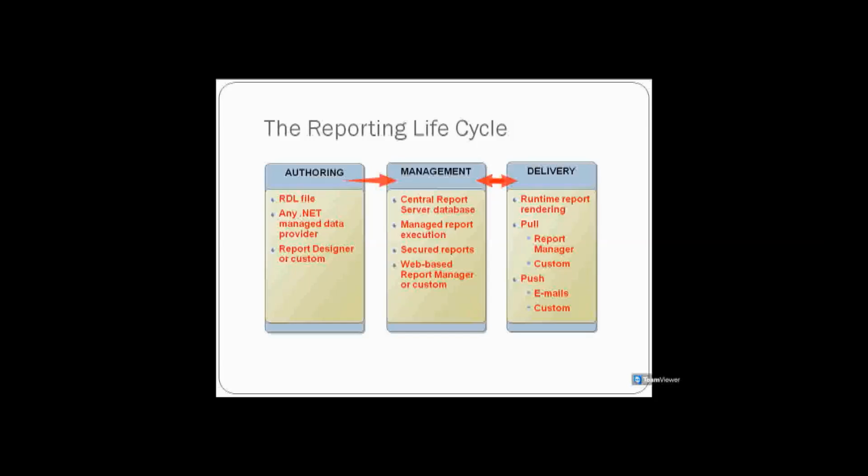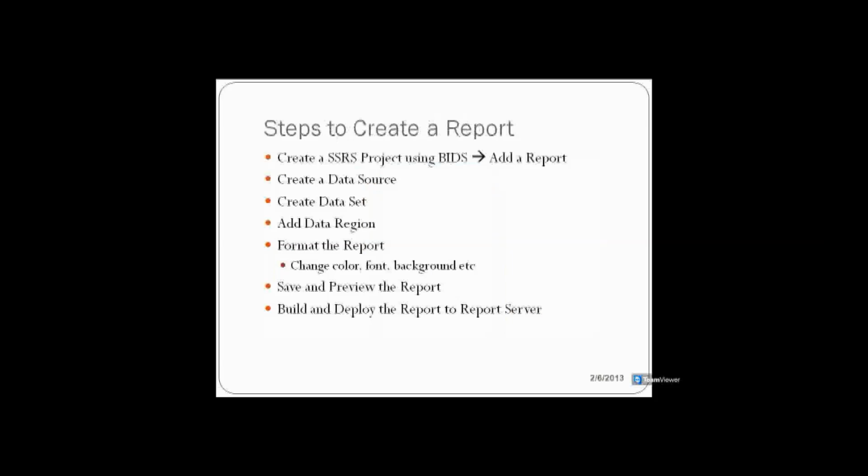So as an author, you have to create a report. Management and delivery will be taken care of by the admin people. So that's what we have to talk about: the reporting lifecycle, or what are the phases in a report. Phases are three. One is authoring, known as the creation of a report. Second one is how you manage the report. Third one is the delivery of a report.